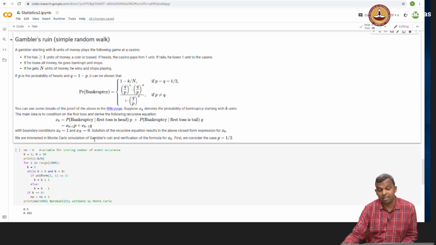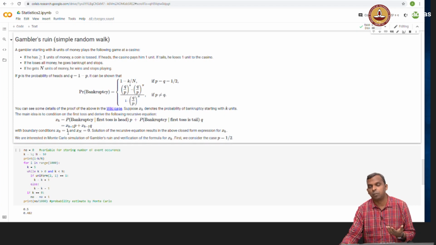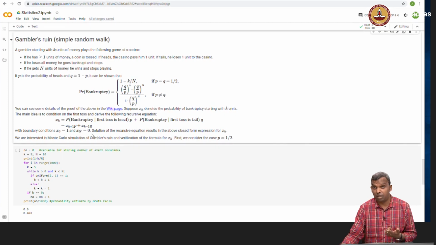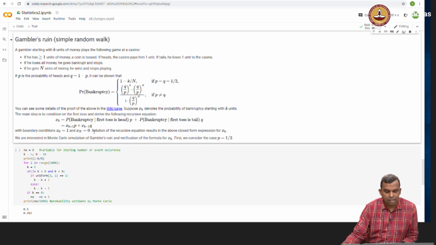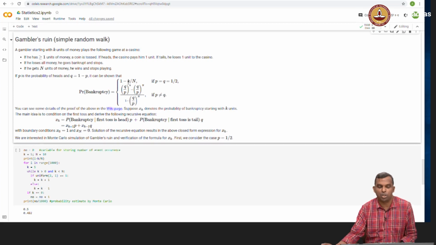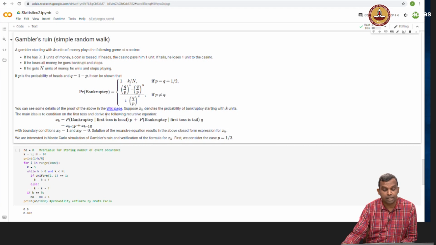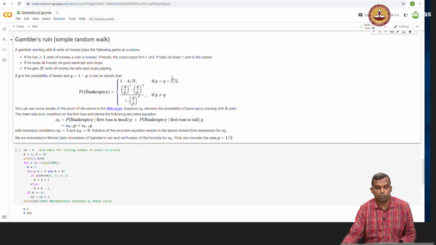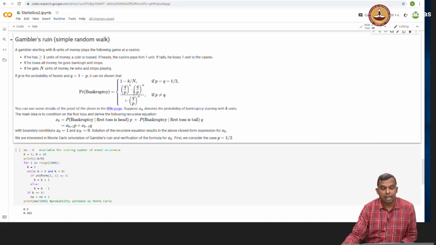Now how do you solve these kinds of recursions? You need boundary conditions. The boundary conditions are x0 equals 1, because if you got to 0, then you're definitely bankrupt already. And xn equals 0, because if you got to n, then you stopped. If you solve this equation, you'll get this. I'm not going to show you how the equation is solved. You can take a look at it, but if you plug it in, you'll see this is a valid solution, both for the case p equals q equals half and p not equal to q.